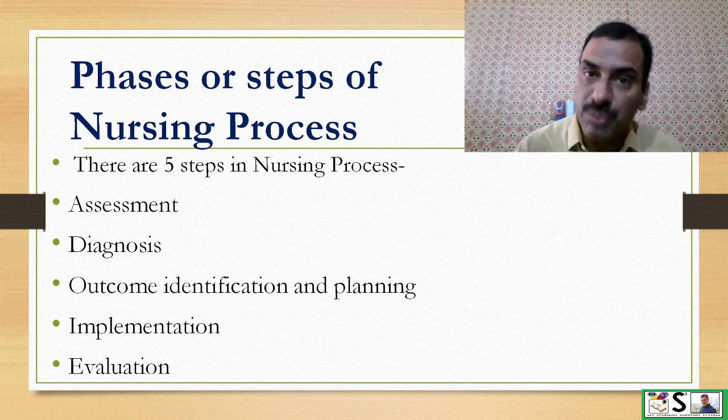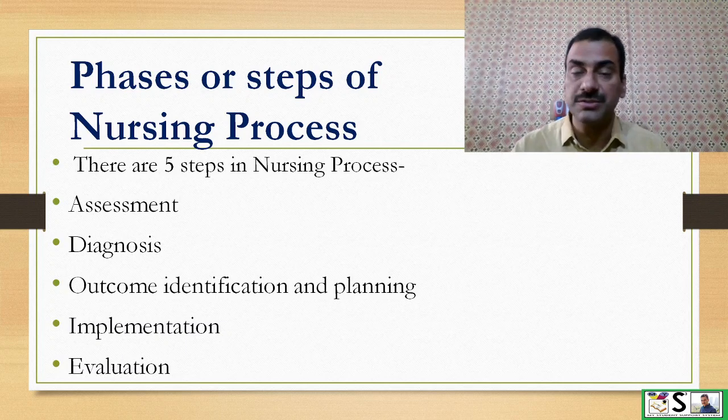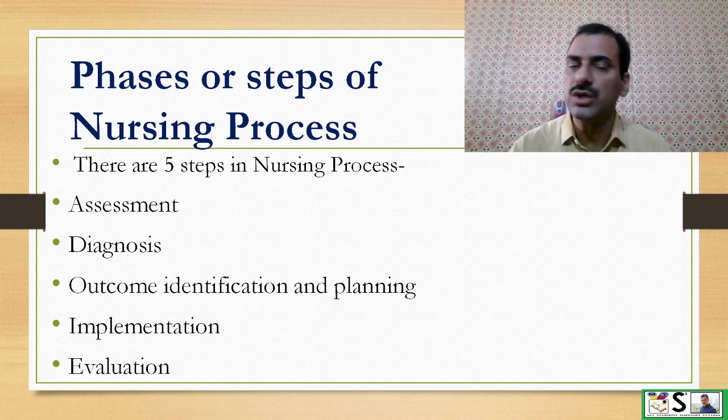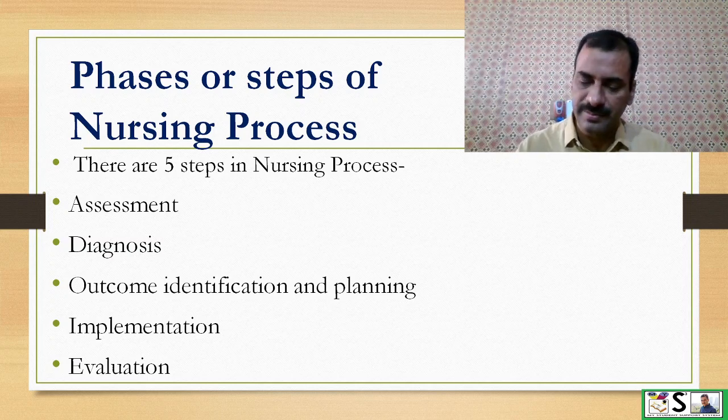Now we come to the important part of this nursing process, that is, the steps or phases of the nursing process. Nowadays there are 5 steps in the nursing process: assessment, diagnosis, outcome identification and planning, implementation, and evaluation. Now we will discuss them one by one.